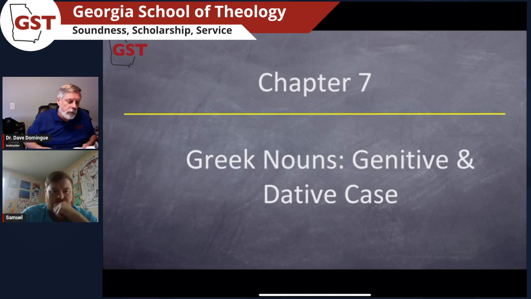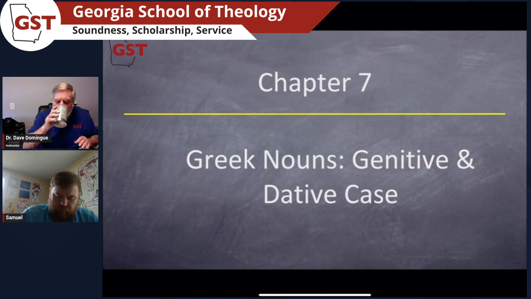Genitive is also one of the most difficult interpretative cases. There's so much variation of possibilities, but we're going to focus on some real core stuff, and then we'll gradually expand from that core down the road. Okay? Yes, sir. All right.